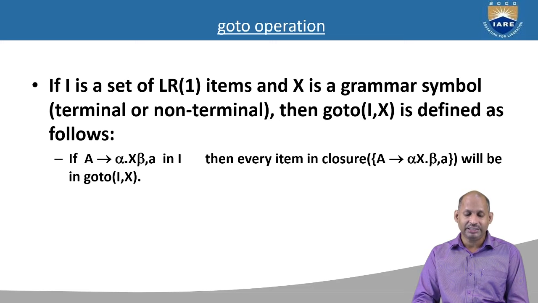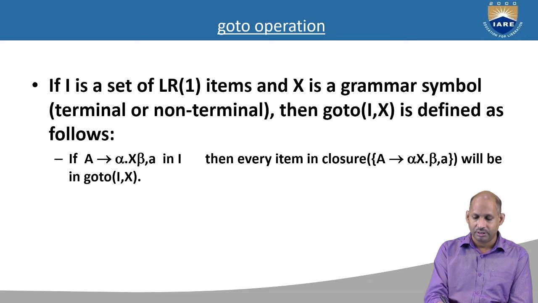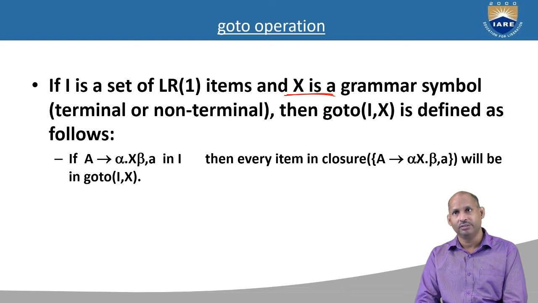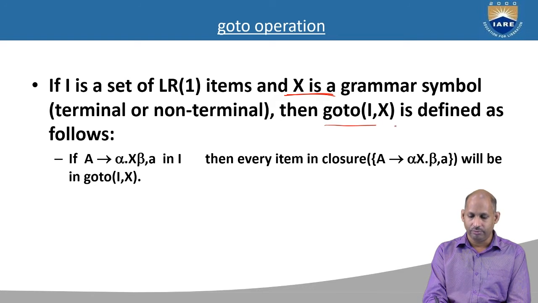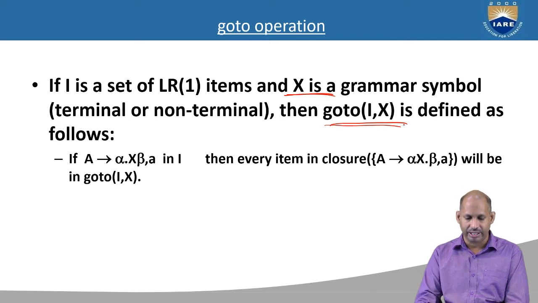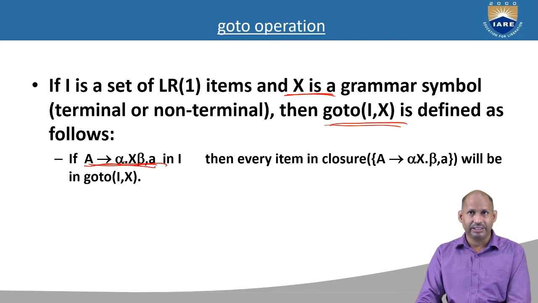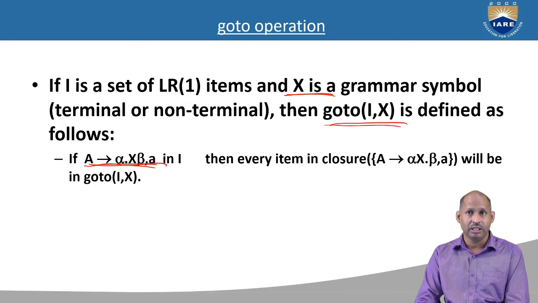Then if I is a set of LR(1) items and X is a grammar symbol, a terminal or non-terminal, then goto(I, X) is defined as follows. X is a terminal or variable. The goto(I, X) is defined as: A gives alpha dot X beta, comma a, where X is the input symbol.